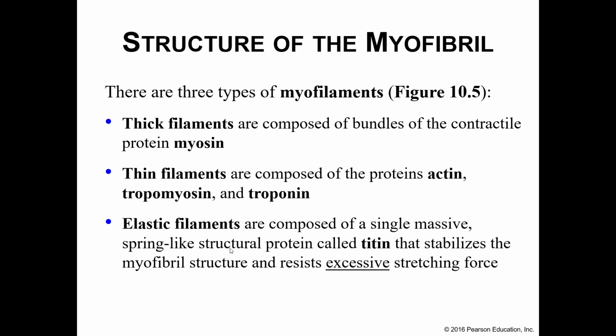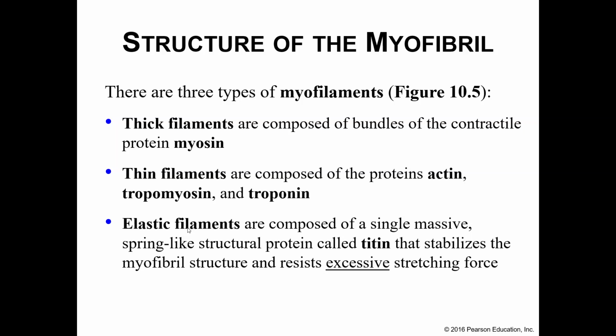There are three types of myofilaments that we're going to chat about over and over and over. We have thick filaments, thin filaments, and elastic filaments. Thick filaments really just come in one variety. These are contractile proteins known as myosin filaments, so myosin are your thick filaments. Thin filaments come in varieties. We have actin, tropomyosin, and troponin. All three of these are thin filaments. And then we have elastic filaments.